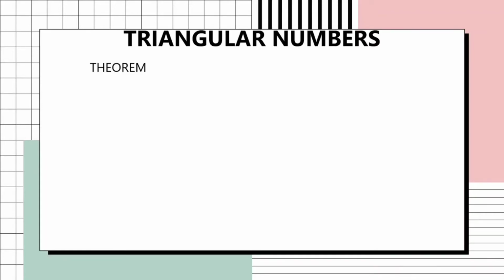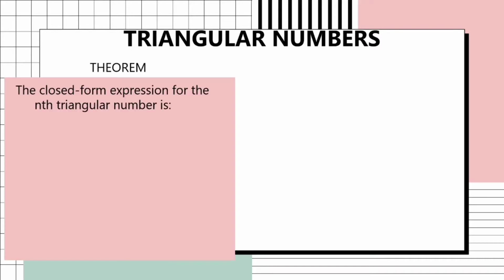So the triangular numbers, we need to prove this sequence. So the theorem: the closed form expression for the nth triangular number is the summation of i, with i equal to 1 to n, which is equal to n multiplied by n plus 1, all over 2. Prove this by induction.